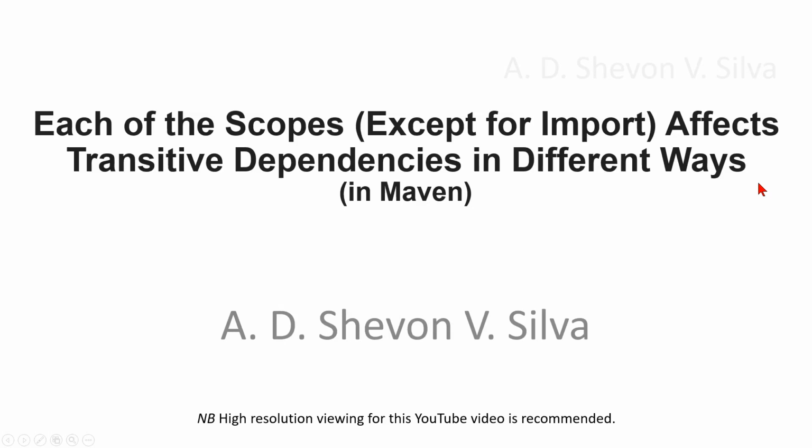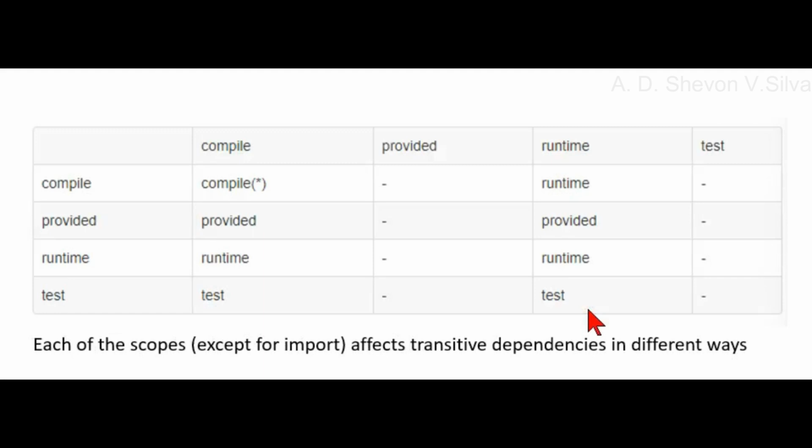Each of the scopes except for import affects transitive dependencies in different ways in Maven. Now we are considering the dependency scope. Each of the scopes except import affects transitive dependencies. Dependency scope is used to limit the transitivity of a dependency and to determine when a dependency is included in a class path. There are 6 scopes.